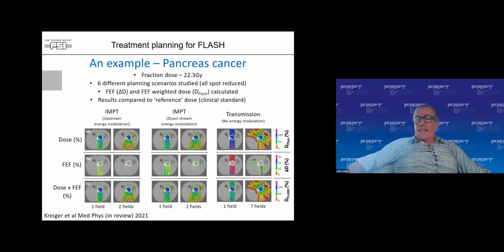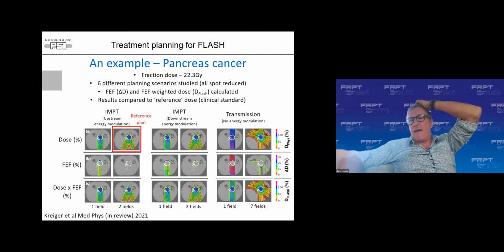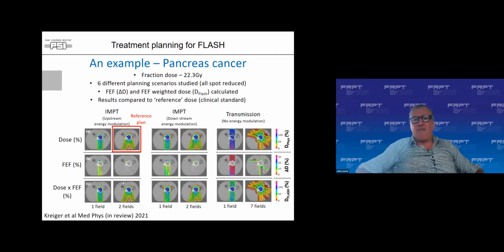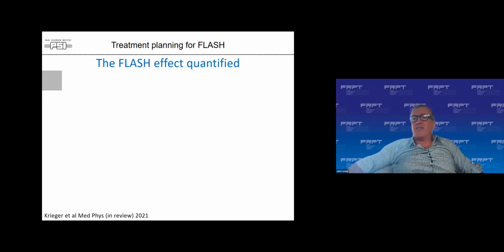So we've got a lot of data here. We will compare these in a minute, but I just want to say we also compare these to our reference plan. This is the reference plan. We say, well, okay, if we're going to treat a pancreas with pencil beam scanning protons today with conventional fractionation, conventional delivery, we may do something like this. So anything we're doing with flash should give us a clinical advantage over this plan if flash is going to bring a clinical benefit. So let's try and quantify this.